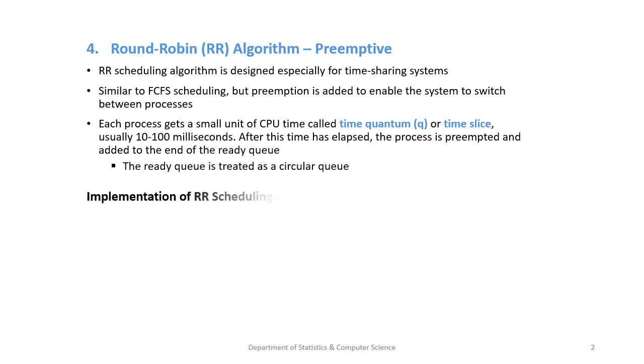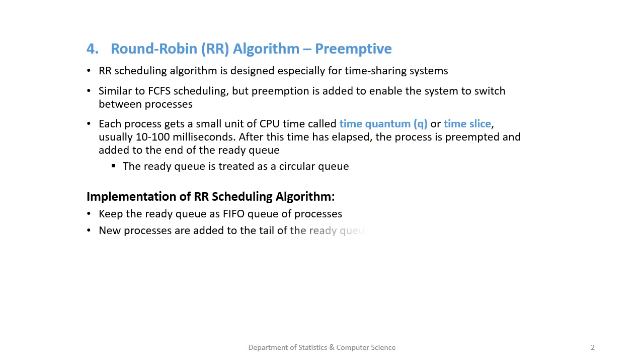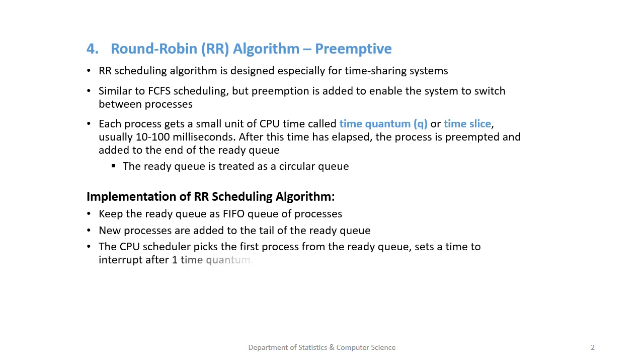Now, let's see how we can do the implementation of round-robin algorithm. In this case, we need to keep the ready queue as a first-in, first-out queue so the new processes can be added to the tail of the queue. Then, the CPU scheduler picks the first process from the ready queue, sets a timer to interrupt after one time quantum, and dispatches the process.